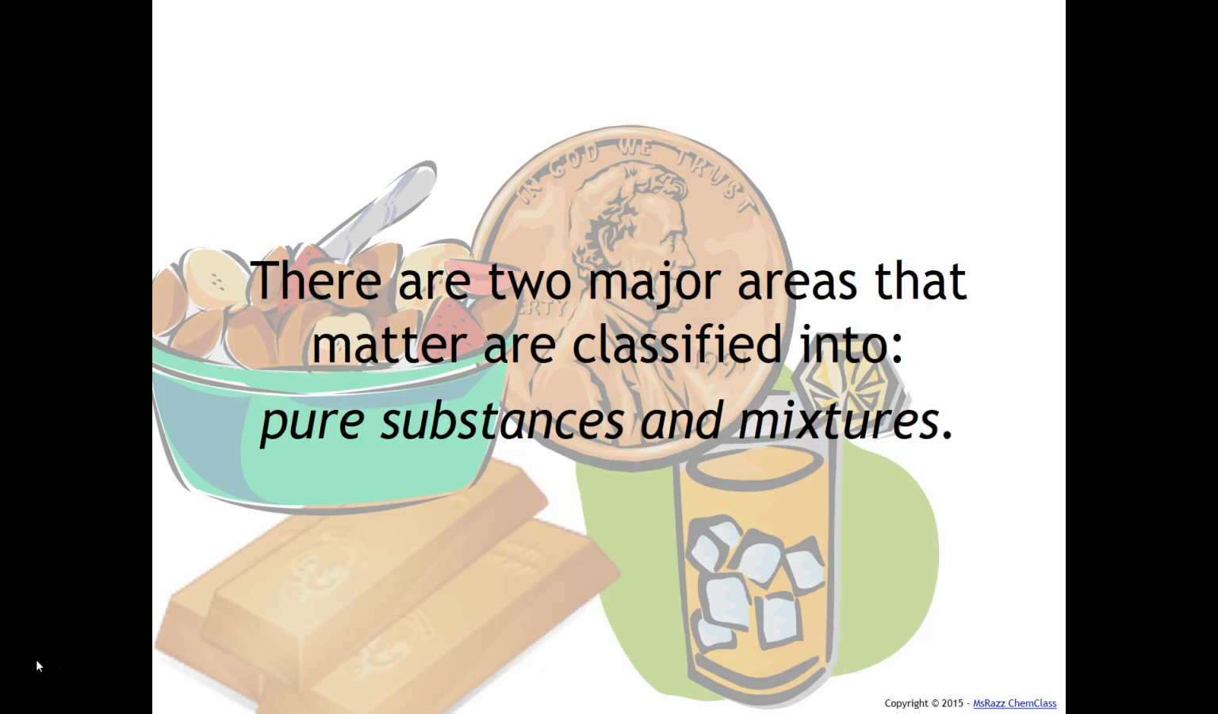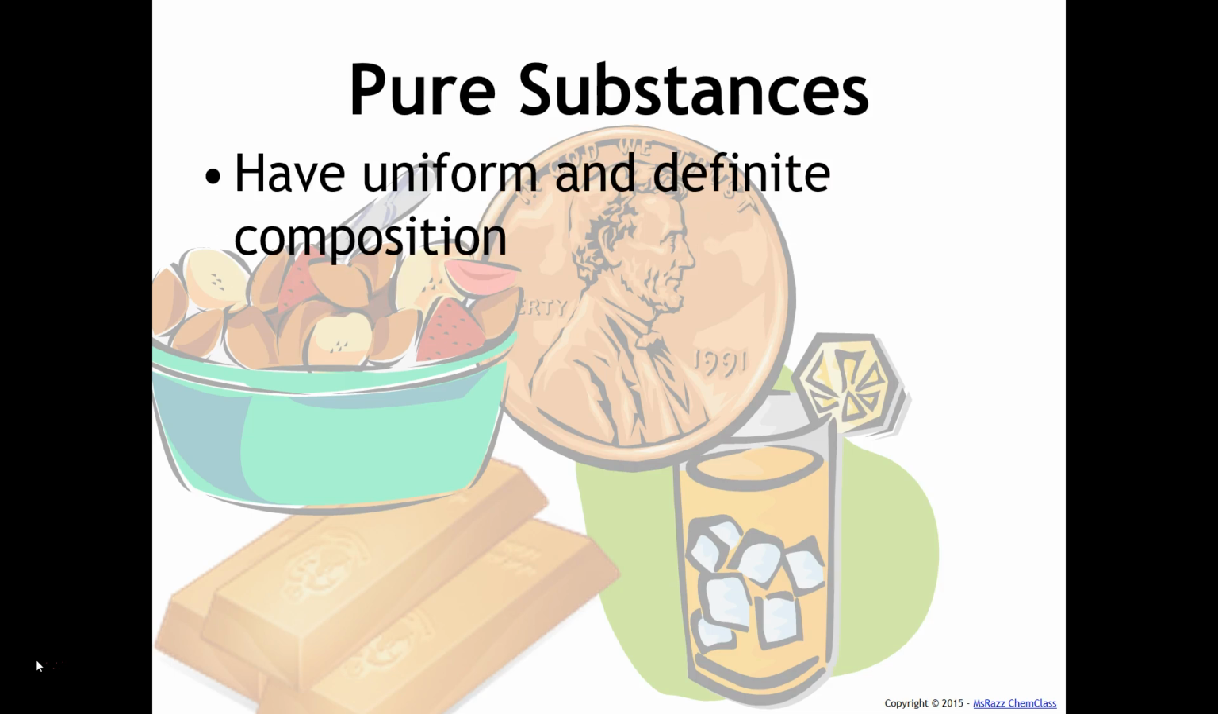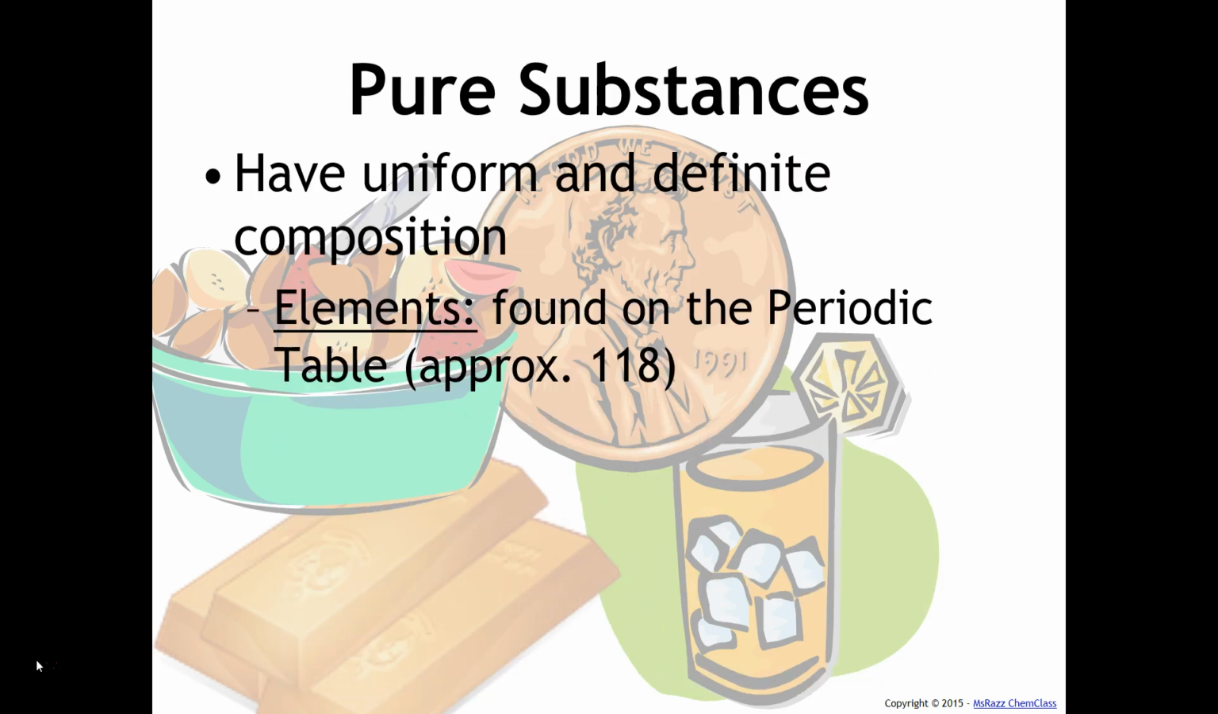There are two major areas that matter is classified into: pure substances and mixtures. Pure substances have uniform and definite composition. For example, elements found on the periodic table, there are approximately 118 of them. These are described by the symbols hydrogen, helium, etc. H, He, copper, Cu. These are all examples of symbols that describe these elements.